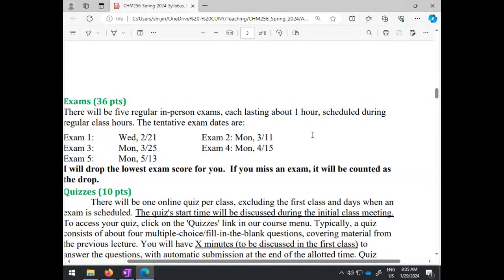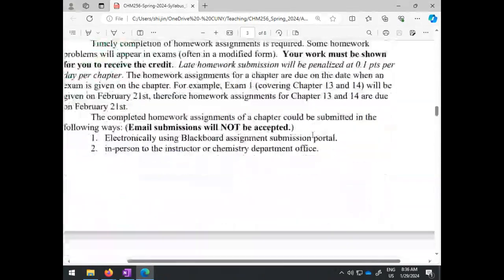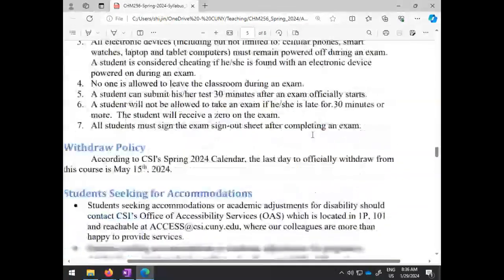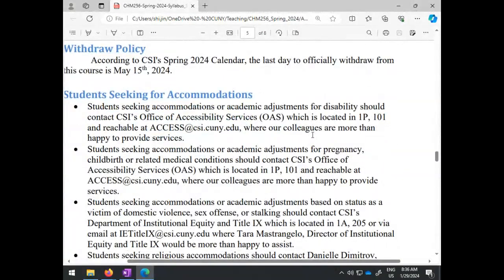And then the 5 will be counted. So if you missed one, usually it is counted as a zero. The only exception is if you missed the exam because of a medical reason and supported by a doctor's note, I may excuse the absence once, not a second time. And I think all other things you can read.